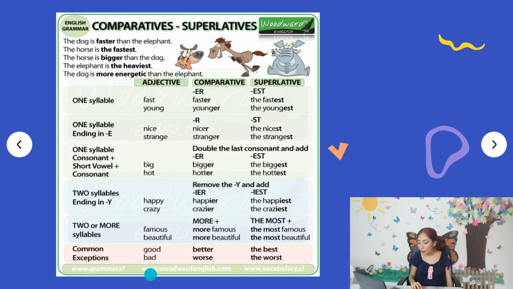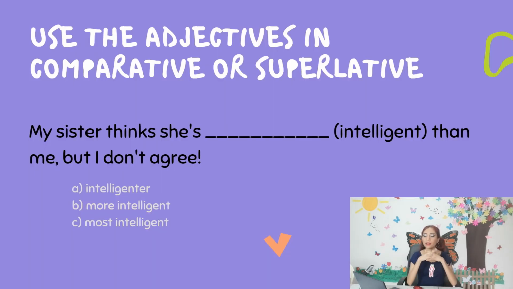And then we have bad: in comparative it will be worse, superlative worst, the worst, okay? So if we are ready with this, or if you have questions, you can tell me, but we're going to do our review activities. So let's check it out. Now, these activities are going to be similar to the one that we did yesterday.